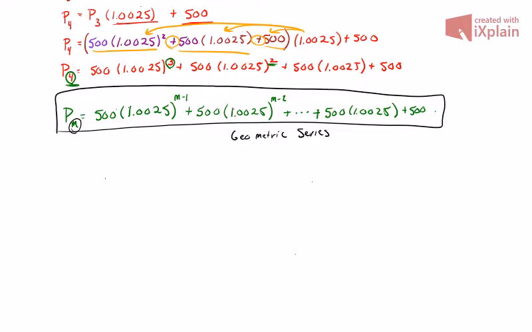So we'll do this in blue. What I'm going to do is I'm going to take p sub m, and I'm going to multiply it by 1.0025, so the value that we have as our base for our exponent. But what I do to one side, I have to do to the other. So I'm going to take that 1.0025, and I'm going to multiply it by everything that we have on the inside on the right-hand side of the equation.